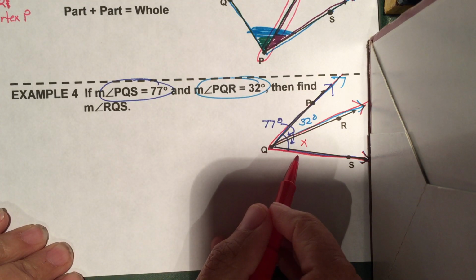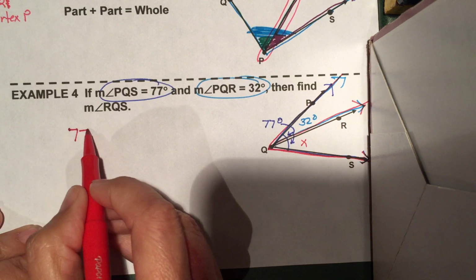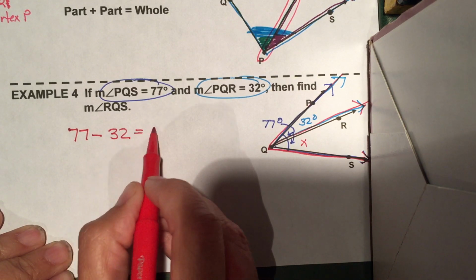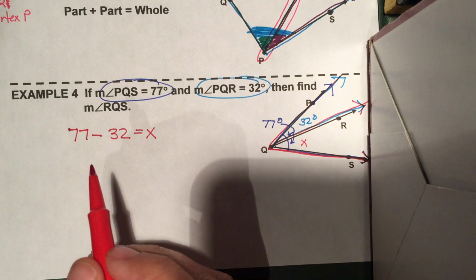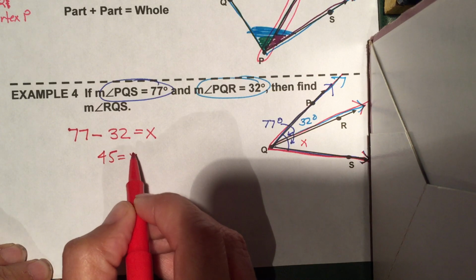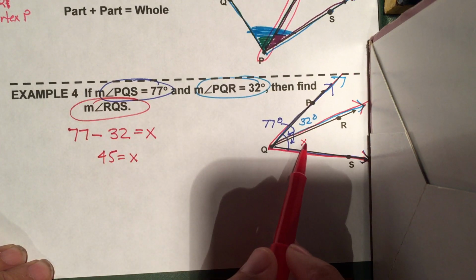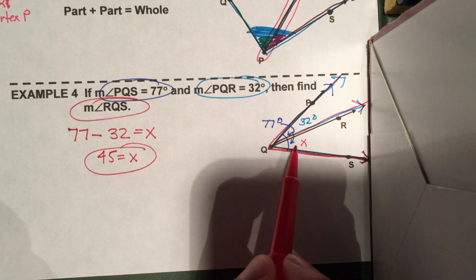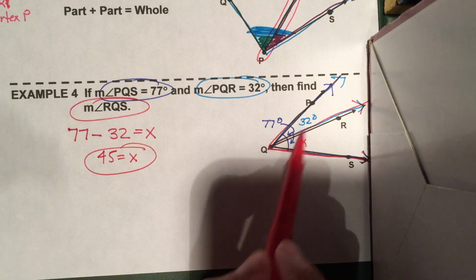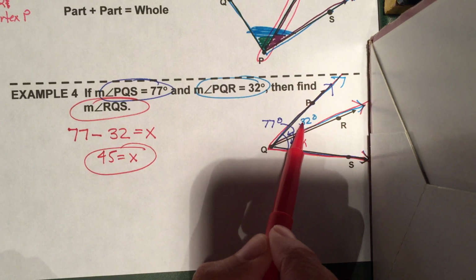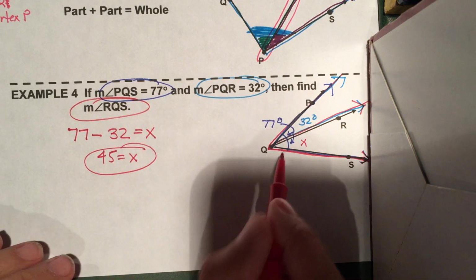Well, we know the whole thing is 77, and we want to find X. So we take the entire angle, which is 77, subtract the smaller piece, which is 32, and that gives us the other piece. 77 minus 32 gives us 45. So 45 is X. They want us to find the measure of RQS, and 45 is RQS because it's already just X. So again, PQS, the whole thing, is 77. PQR, this angle right here, is 32. And RQS is this angle.